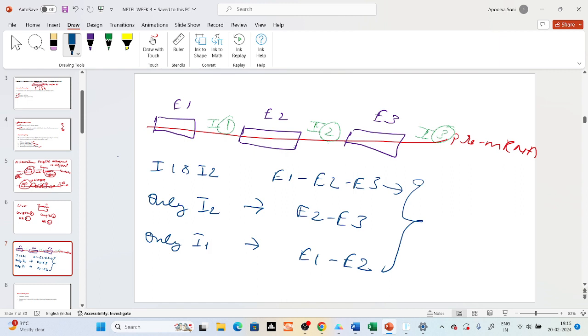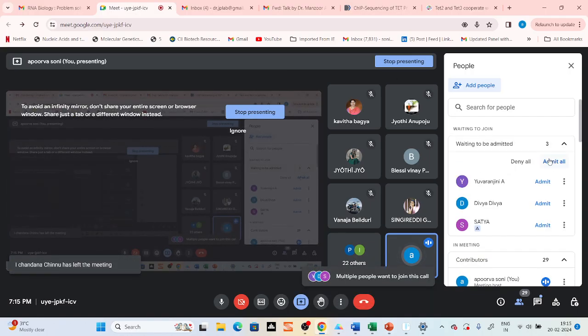This is your alternative splicing. From the same pre-mRNA you can produce different mature mRNA, which means different types of proteins can be produced. Is it clear what I'm trying to tell?